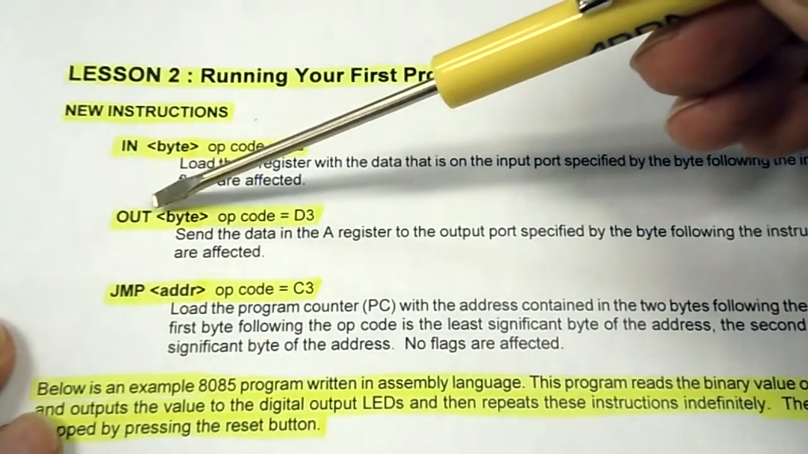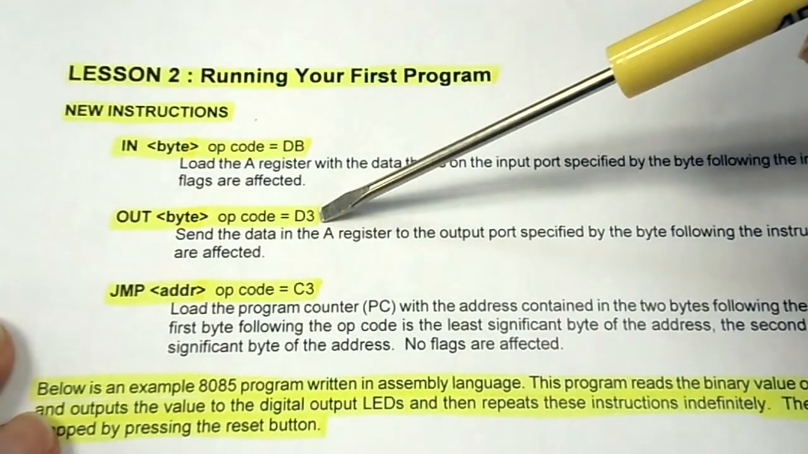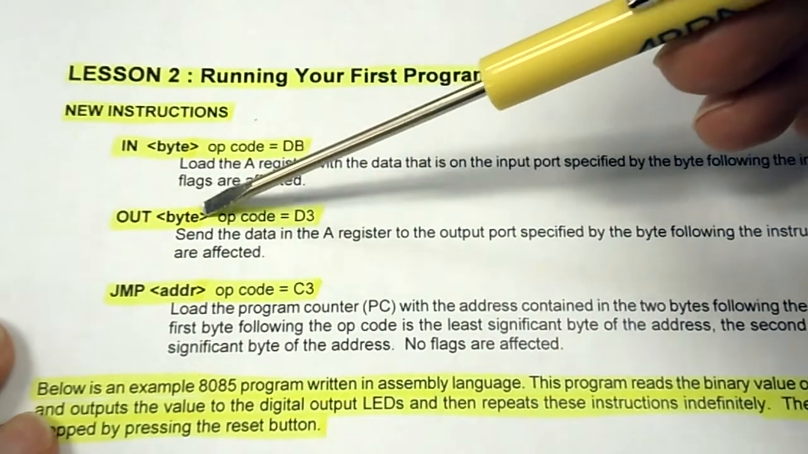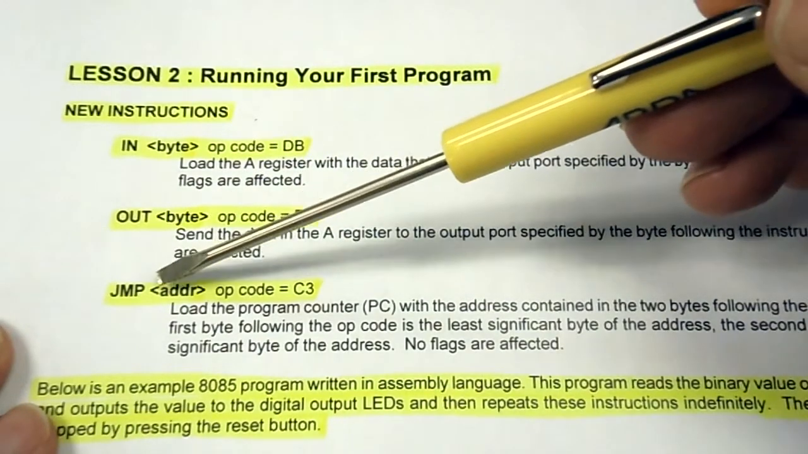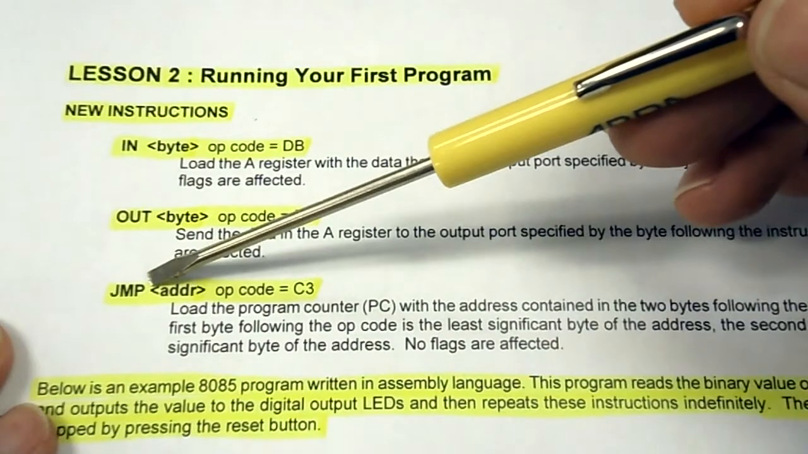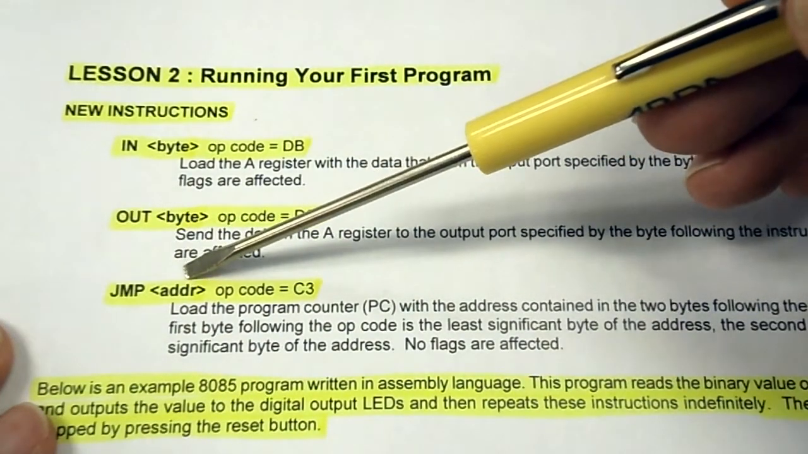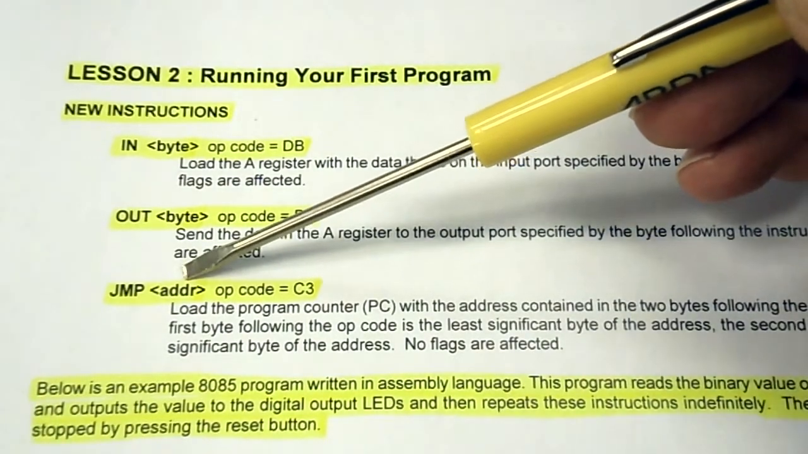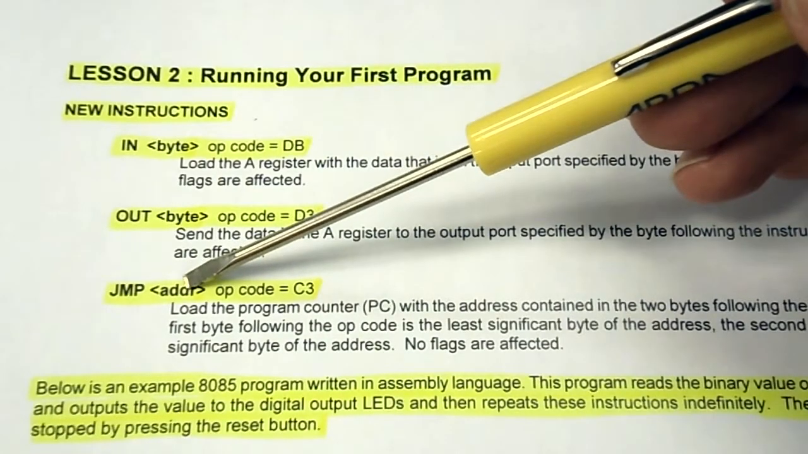You notice we've got the out instruction followed by a byte of data. The out instruction is D3, and the byte of data that we used was 11. And then we're going to use the jump instruction. The jump instruction is C3, and then we jump to an address. Now the address is actually 2 bytes in length, so when you look at the program, it's going to say 01FF. So we put the least significant byte first.